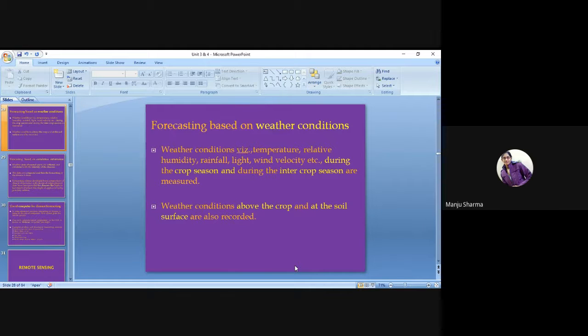Forecasting is based on weather conditions like temperature, relative humidity, rainfall, light, and wind velocity, etc. During the crop season and during the intercrop season these are measured. Weather conditions above the crop and at the soil surface are also recorded.